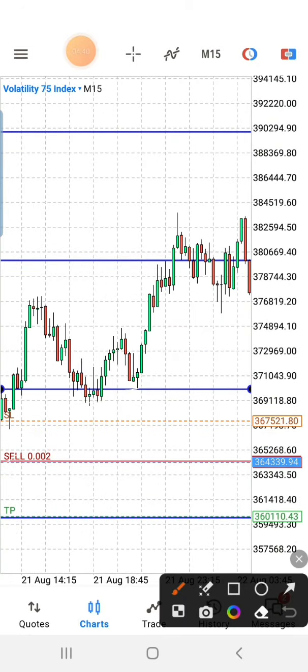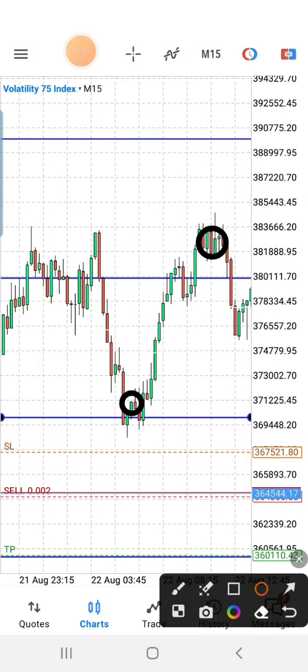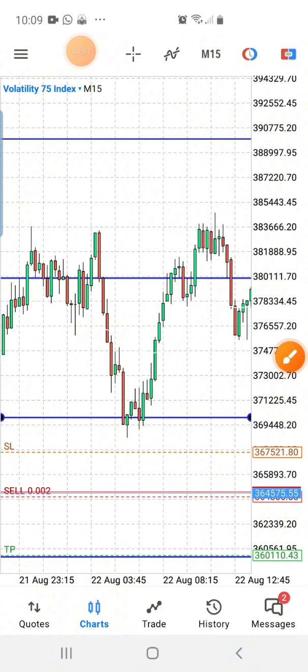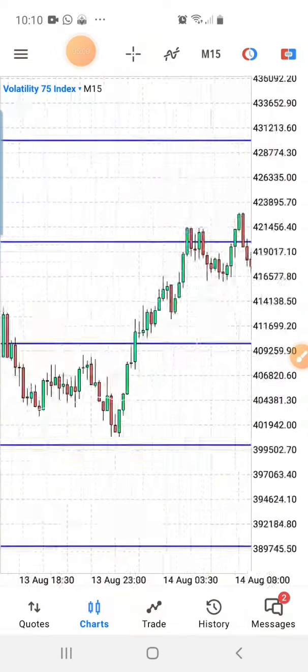No matter how far I go, you can see how the price respects those zones. You can see from here, the price respects these zones. So now, there is no argument that Volatility 75 respects your psychological level, okay? That's the basic thing. Now let me share the strategy.